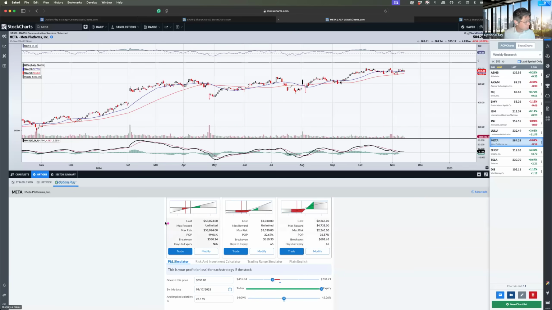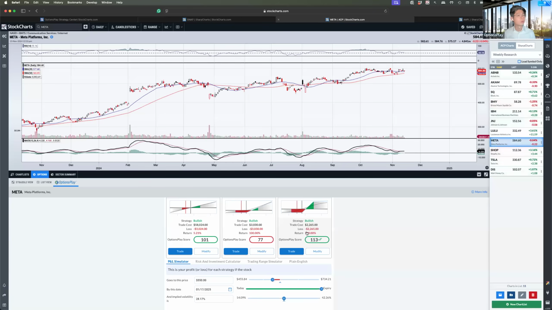But as you can see on most platforms, when you're looking at these three numbers, max reward, max risk, and probability of profit, I mean, you look at those three numbers across three strategies, and you tell me which one's best. I couldn't tell you, because the first two say that's unlimited. One has $58,000 worth of risk. One has $3,000 worth of risk. One has 49% probability of profit. One has 36. One has 32. It's a lot of numbers, and it's really difficult to navigate through all of those numbers to figure out which one's best. And that's why we created the options play score, so that you have one number to look at.